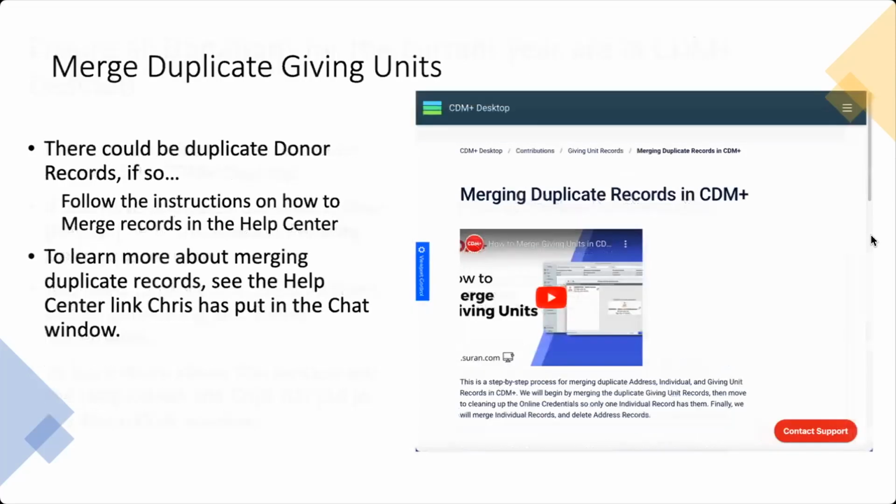Once you've ensured that all of your donations are in, now you can go to your donor records and you can merge any duplicate donor records that you have. There is a very good article in our help center that is, again, visible right here, merging duplicate records in CDM Plus. It'll be helpful for you to go there. Make sure all of your donors only have a single donor record. Otherwise, you'll send multiple giving statements to your donors.